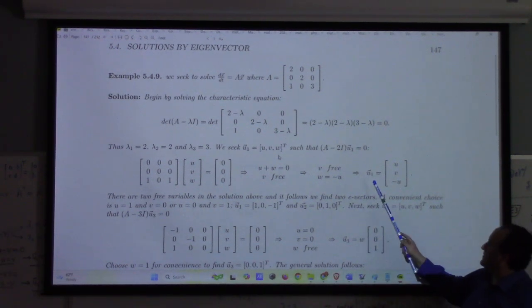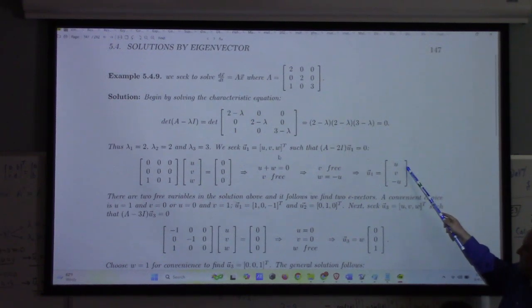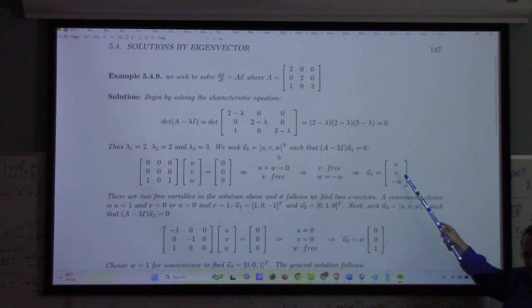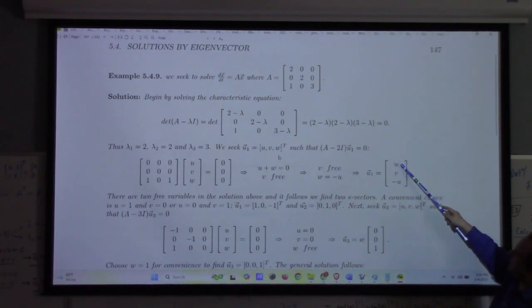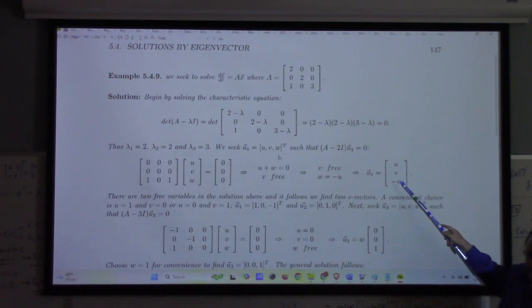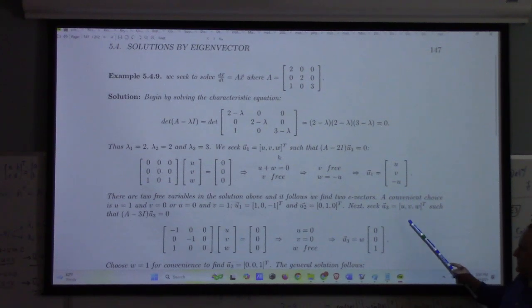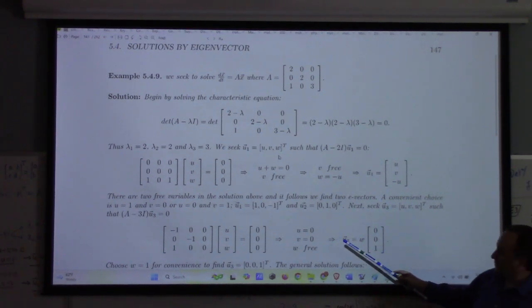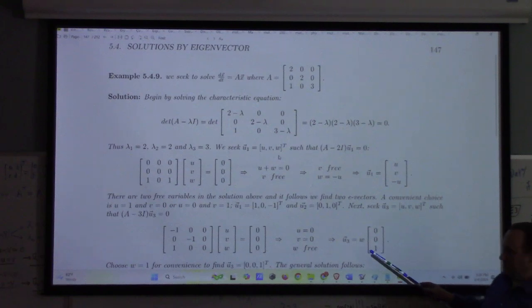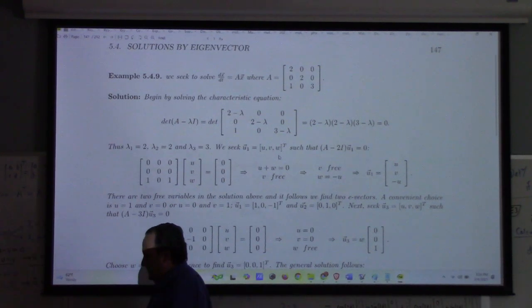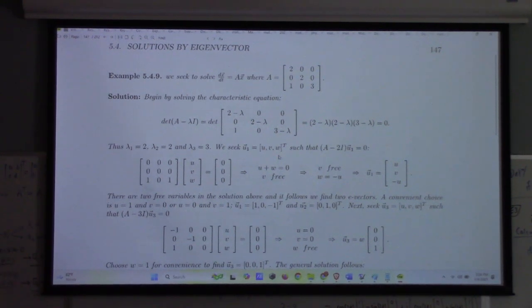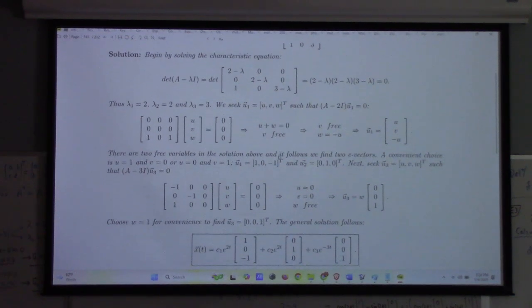U plus w is equal to 0, v is free. So u is minus w, and you see this time, unlike previous events, we had 2 parameters in here, which means I can find 2 separate vectors with eigenvalue 2. I can do 1, 0, minus 1, and I can also do 0, 1, 0 from this one case. The eigenvector with eigenvalue 3, it turns out, is just 0, 0, 1. So this problem we can still solve with eigensolutions. We got enough of them.